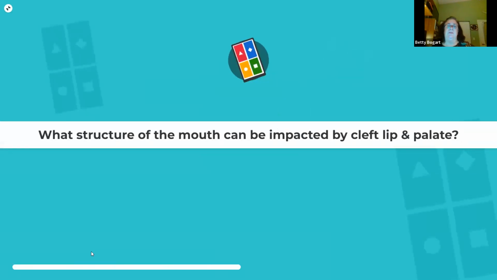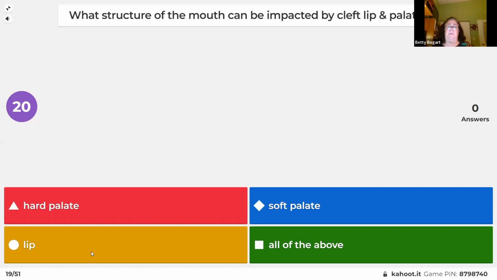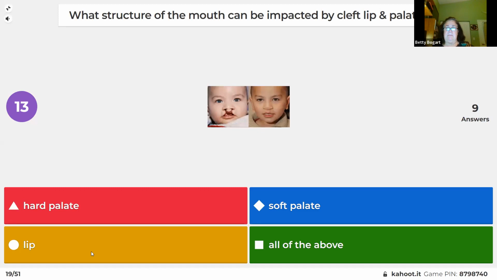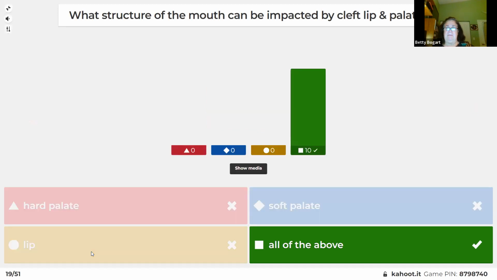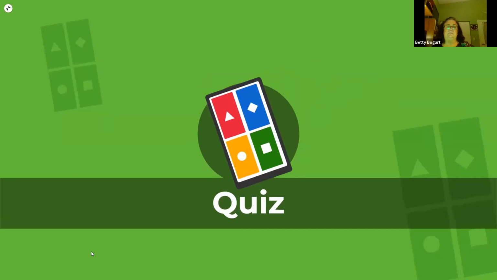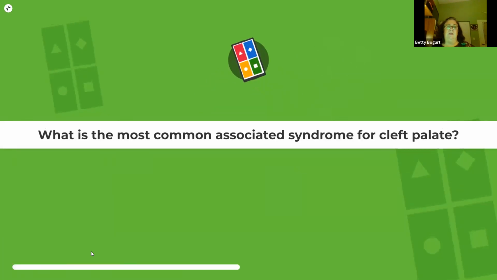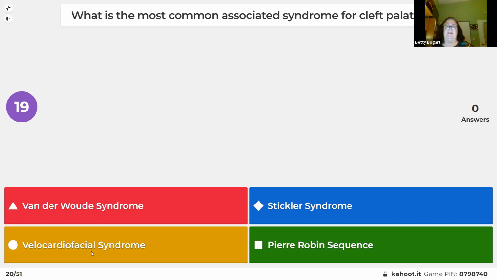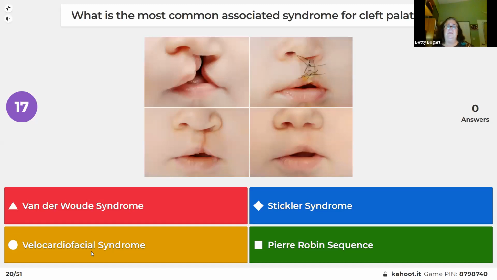What structure of the mouth can be impacted by cleft lip and palate? It's everything. It's the lip, it's the palate, it's everything. What is the most common associated syndrome for cleft palate? I mentioned it a couple times with my little guy. He also had a hypospadias.